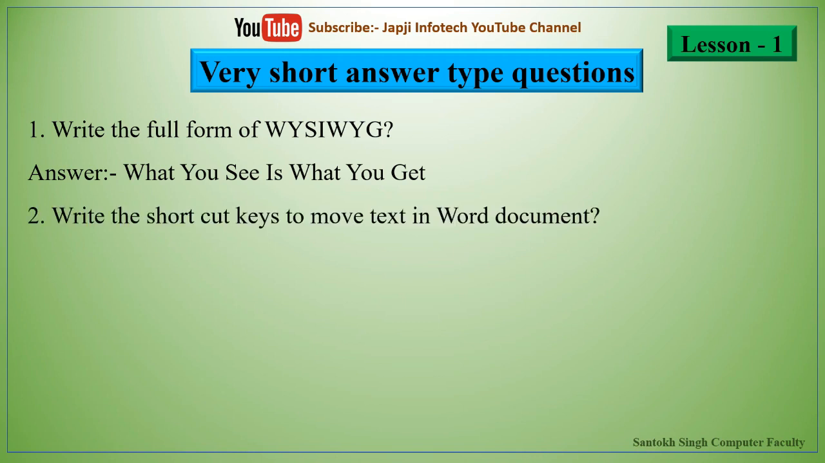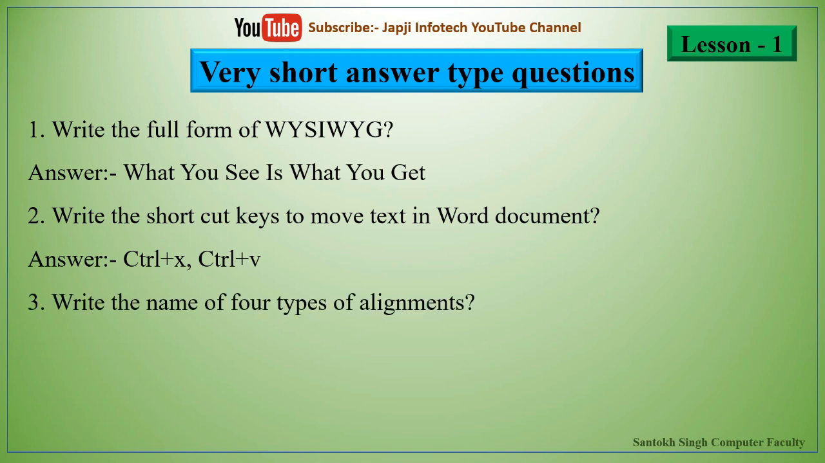So the second question is: write the shortcut keys to move text in a Word document. So the right answer is Control plus X and Control plus V keys used to move text in a Word document. Now the third question is: write the names of 4 types of alignment. So the options are left, center, right and justify.